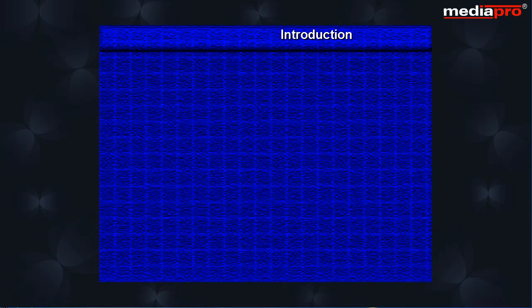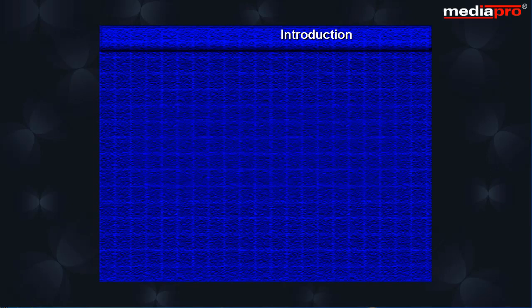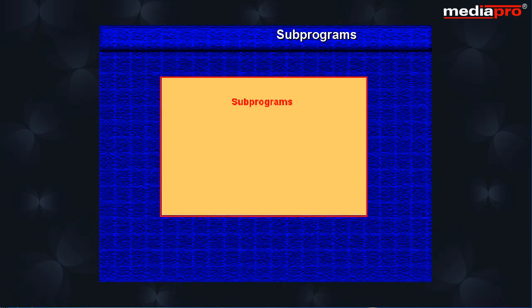In this chapter, we will see how RPG programs communicate with one another by passing parameters. We will also see how control language commands can be executed from within an RPG program. And we will also see how data can be shared between programs through data areas. Let us begin with subprograms.